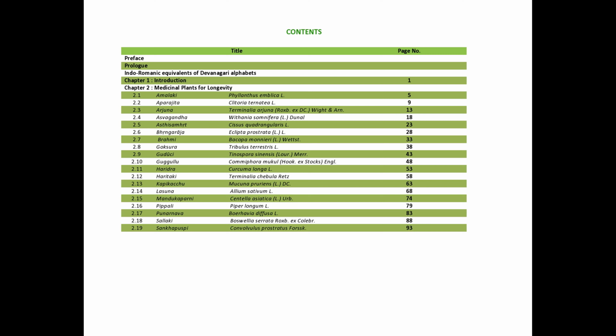Contents. Title. Preface. Prologue. Indo-Romani equivalents of Devanagari alphabets. Chapter 1. Introduction. Chapter 2. Medicinal plants for longevity. 2.1 Amalaki, Emblica officinalis. 2.2 Apamarga. 2.3 Arjuna, Terminalia arjuna Roxb. Wight and Arn. 2.4 Ashwagandha, Withania somnifera L. Dunal. 2.5 Atibala. 2.6 Bhringaraja, Eclipta prostrata L. 2.7 Brahmi, Bacopa monnieri Wettst.